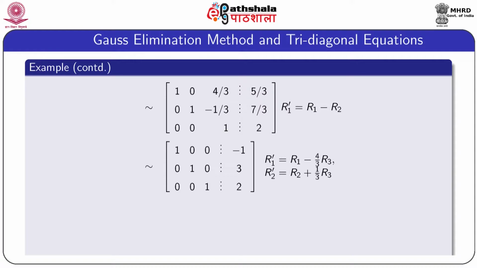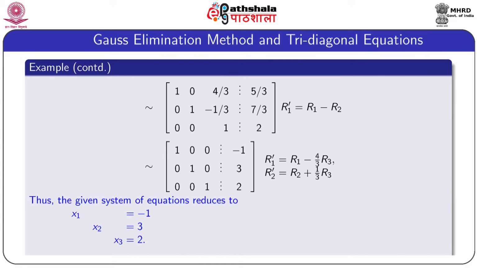Now to make the elements at position 3 1 and 3 2 zero, we apply another elementary row operations. For the first row it is r1 prime equal to r1 minus 4 by 3 r3, and for the second row the elementary row operation is r2 prime equal to r2 plus 1/3 r3, and finally the augmented matrix is transformed to: first row 1 0 0 minus 1, second row is 0 1 0 3, and third row is 0 0 1 2.